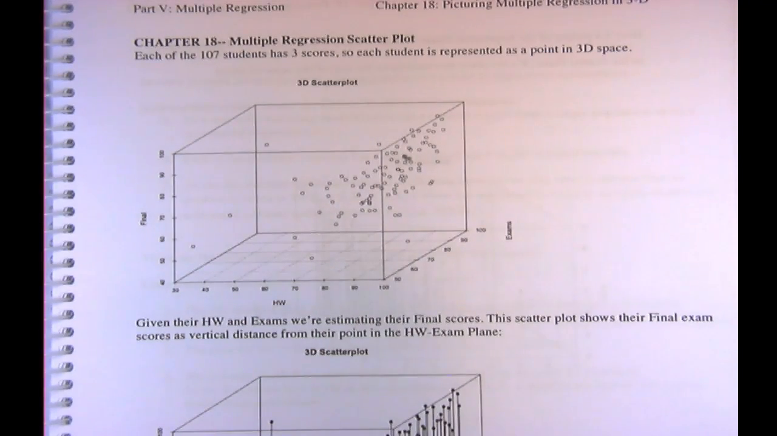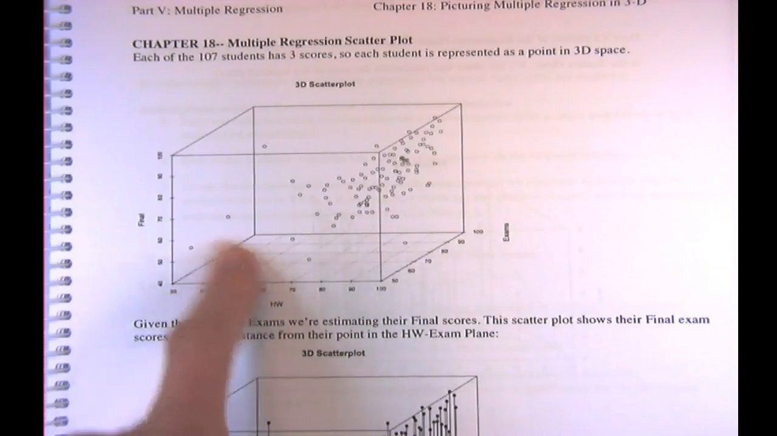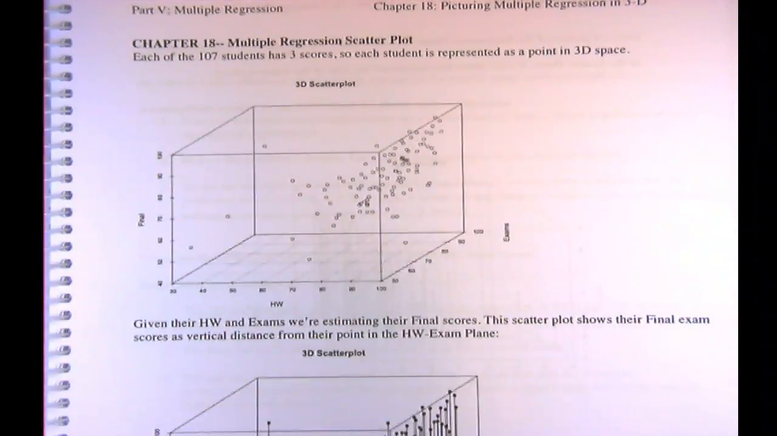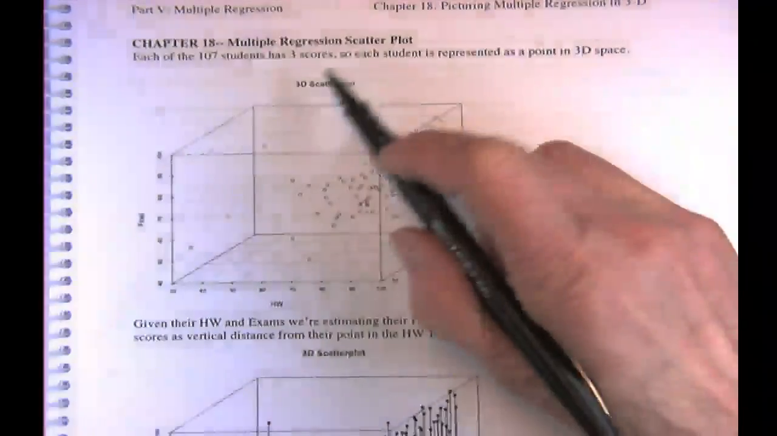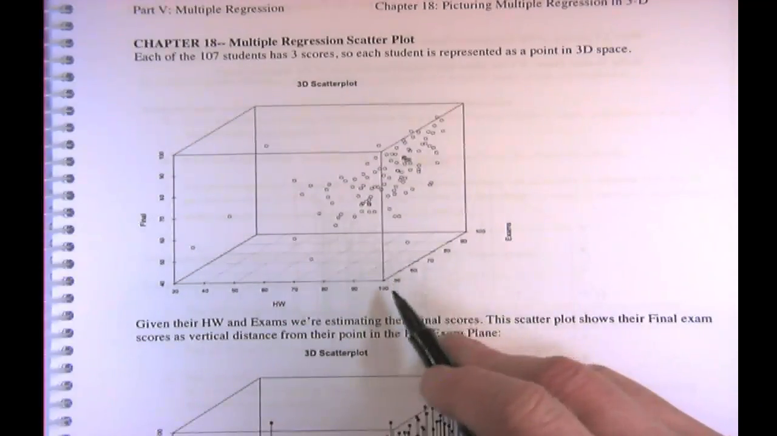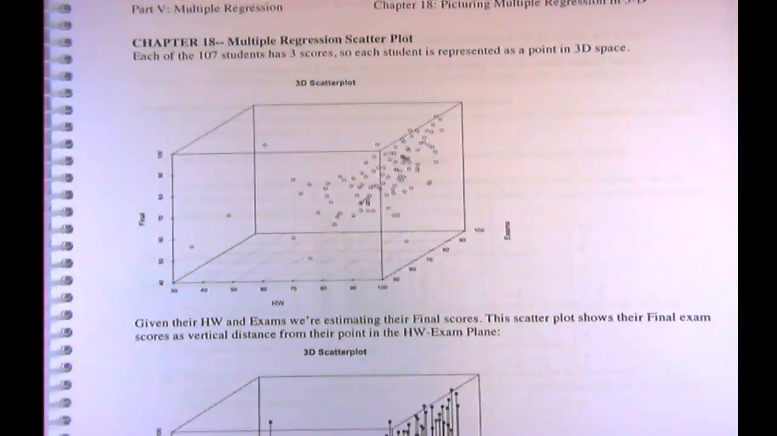These little dots are the 107 points. Each point represents one person's 3 scores. You have a homework score along here, an exam score along here, and a final score on the vertical axis up here. Does this look right? Let me see what this looks like. From my angle, it's all distorted. I guess it's okay. All right.